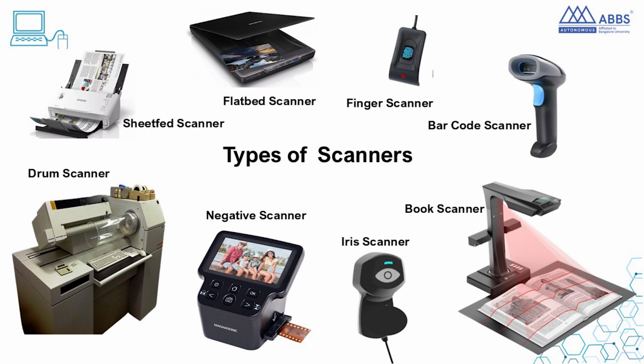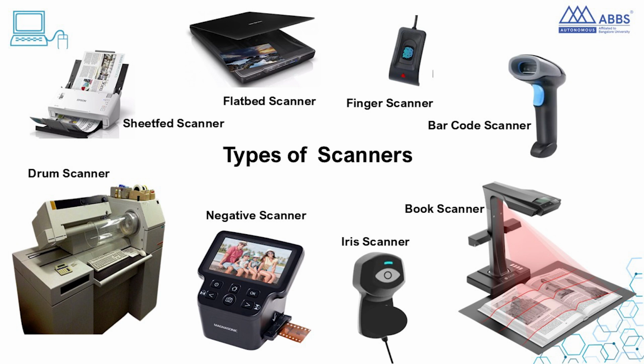You have drum scanners where you insert usually large sheets of drawings or printing purpose, where the image is scanned. And we have the negative scanner. In the negative scanner usually a photofilm is inserted and it can read that negative or photofilm. We have book scanners where the book can be placed and it can read or scan what is there on the book. And these days audio enabled scanners are also there.